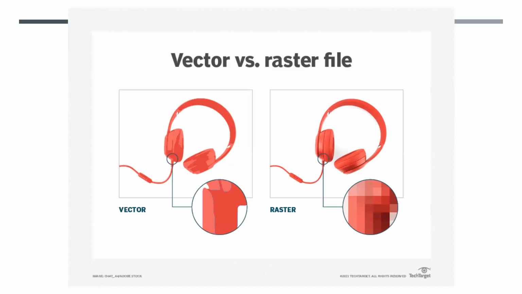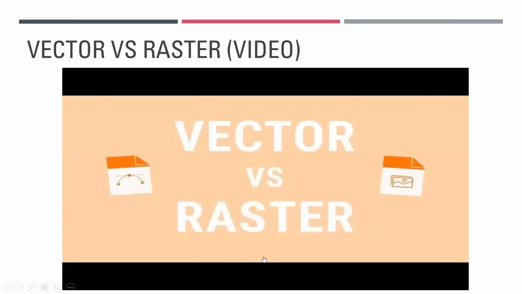So we can see the difference between the vector versus raster file. So in case of raster, we can see we are having the pixels here on the right side, different squares you can see in this zoomed part. And in case of vector, we are having our path over here. We are having the connecting lines in the image. So this is the difference between the vector and the raster graphics. So let's have a look at this video.